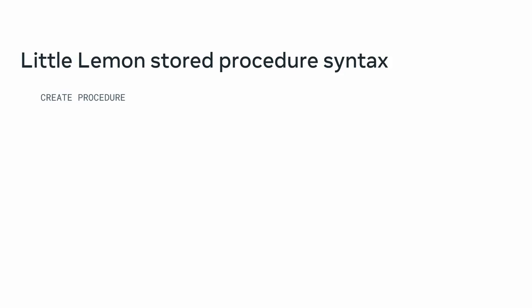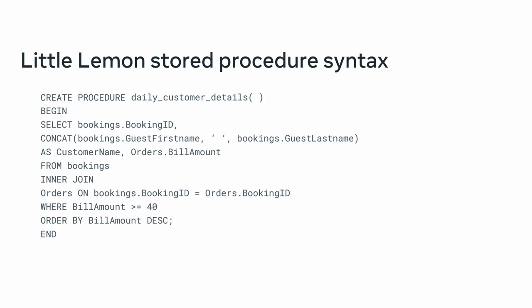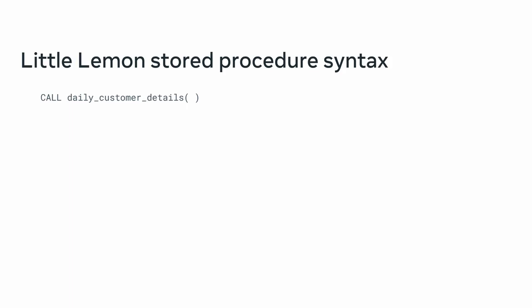Little Lemon can use this code to create a stored procedure that extracts the details of the customers due to visit the restaurant. They begin with the create procedure command. Then they name the procedure daily_customer_details and add the parameters. Finally, they write the logic of the procedure. Now, each morning, they just need to type the call command followed by daily_customer_details. The stored procedure then extracts the required customer data from the database.